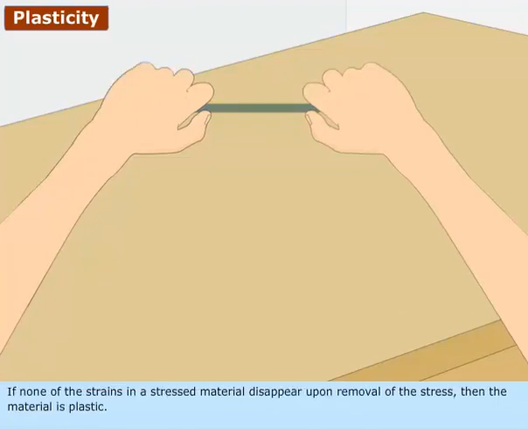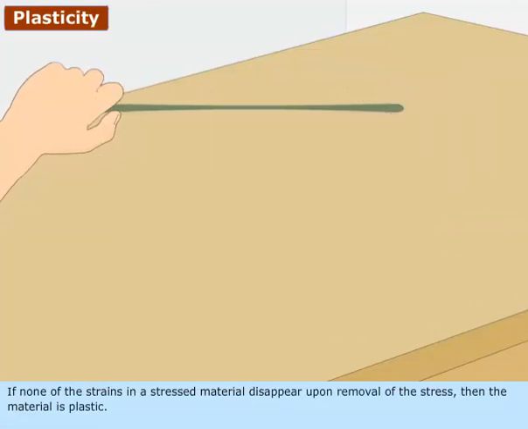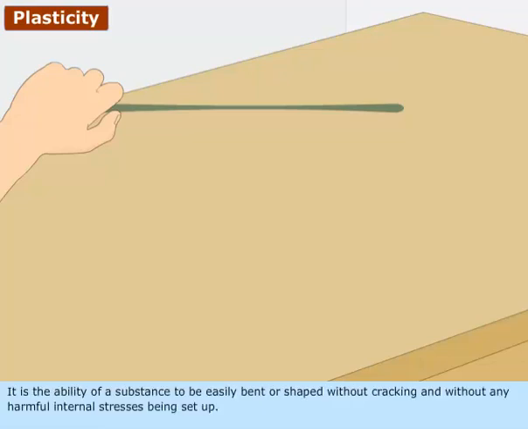If none of the strains in a stressed material disappear upon removal of the stress, then the material is plastic. Plasticity is the opposite of elasticity and similar to malleability. It is the ability of a substance to be easily bent or shaped without cracking and without any harmful internal stresses being set up.